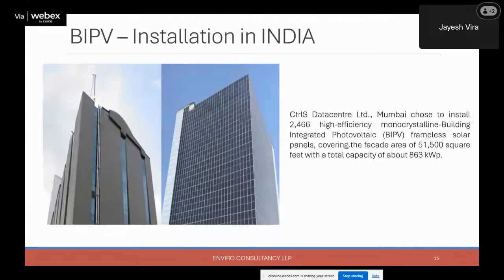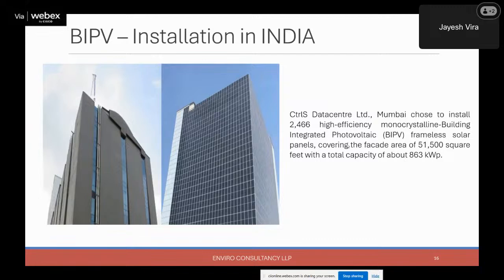A few examples of how solar is implemented in India. I'm not showing any images from outside India. I'm just trying to emphasize that solar is widely used in India, and that the application or the design needs to be incorporated in such a way that we can facilitate more and more renewables.